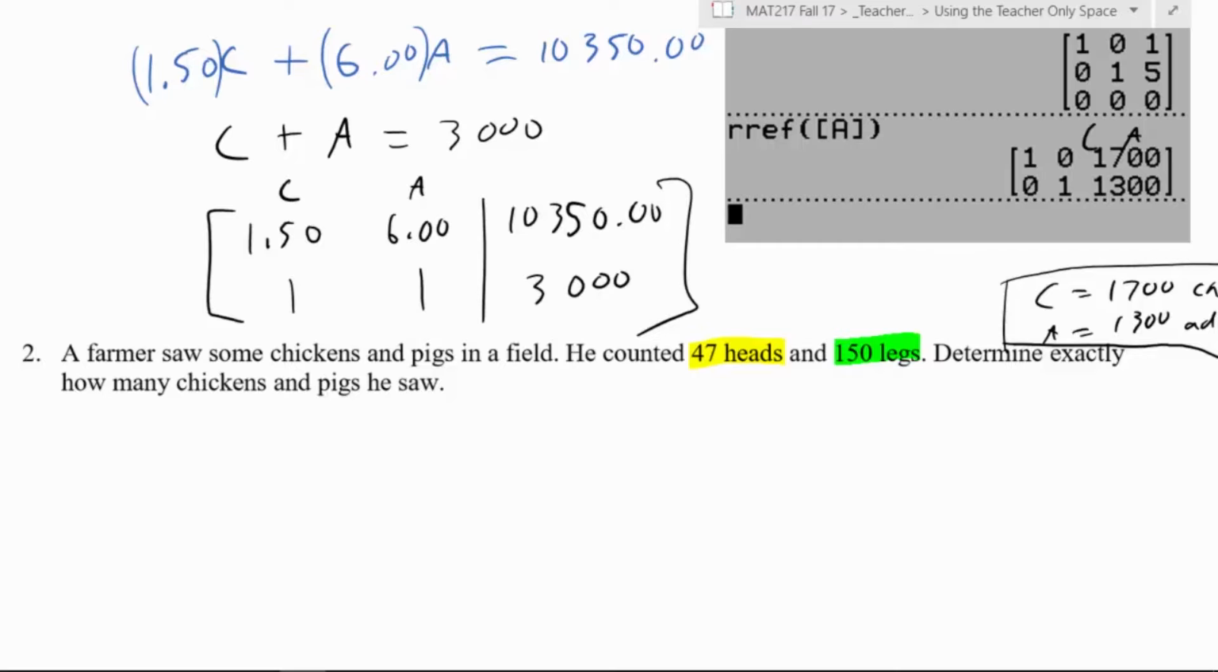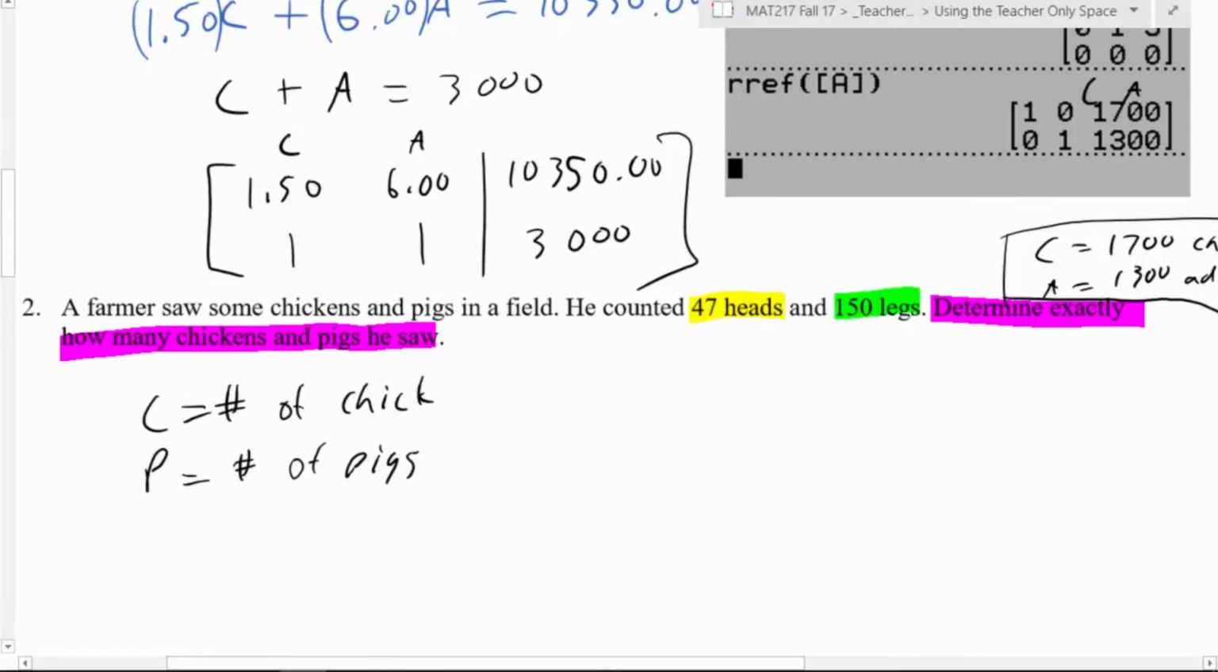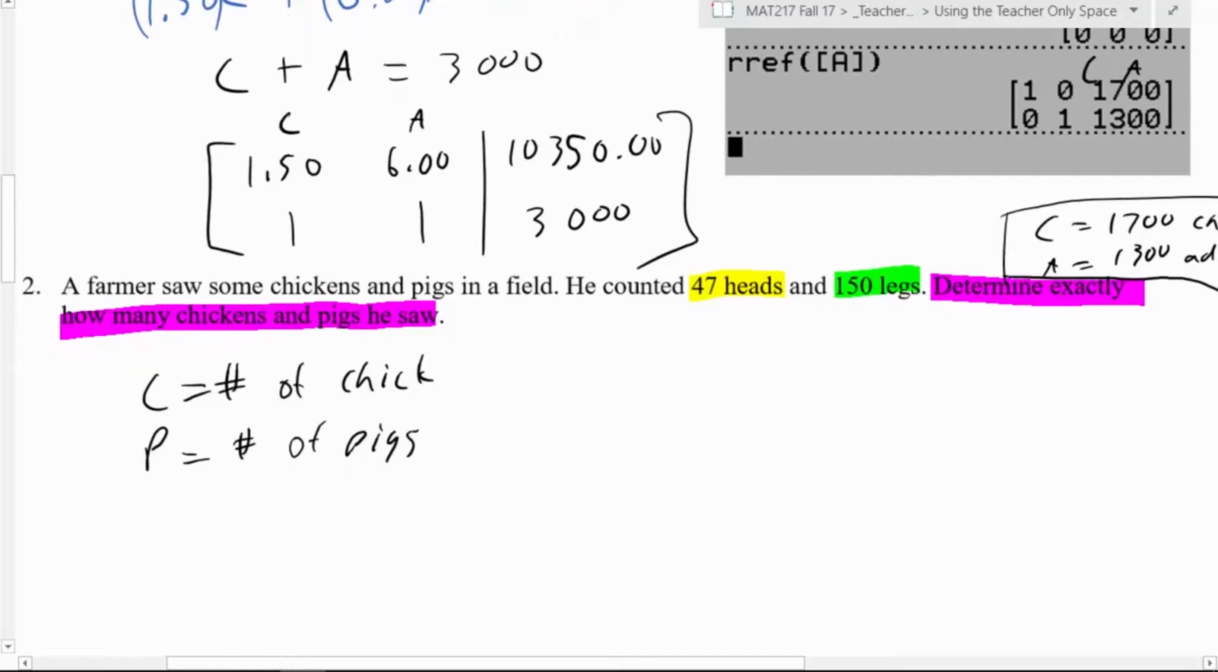All right, so step one, determine your variables. What are we asking for? C equals number of chickens, and P equals number of pigs. So now that we have our variables, let's look for two things that relate them. Well, heads. How many heads does a chicken have? One. Right? And how many heads does a pig have? One. So the number of chickens plus the number of pigs should equal 47.